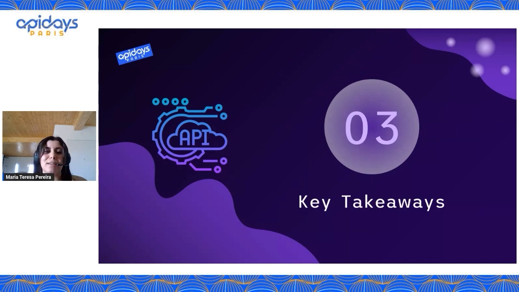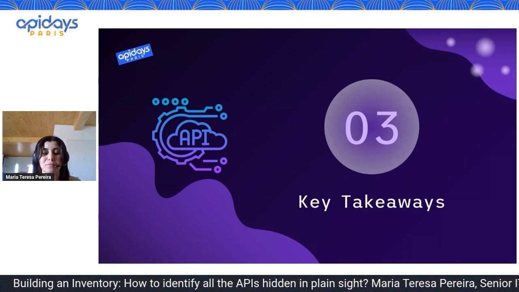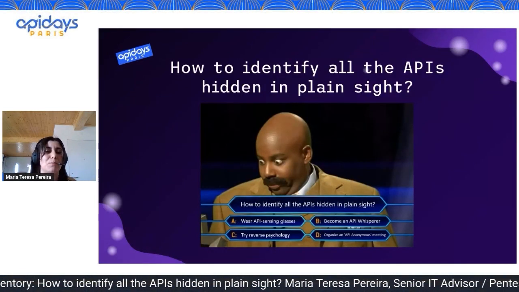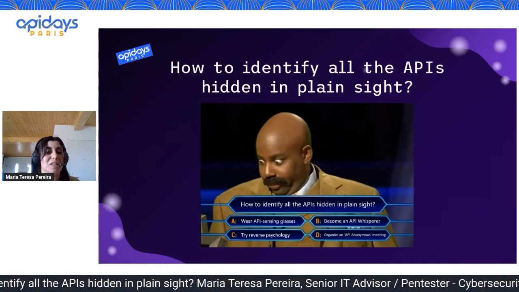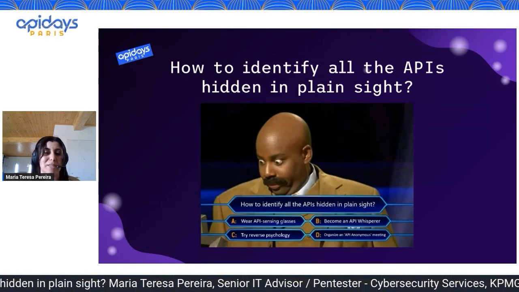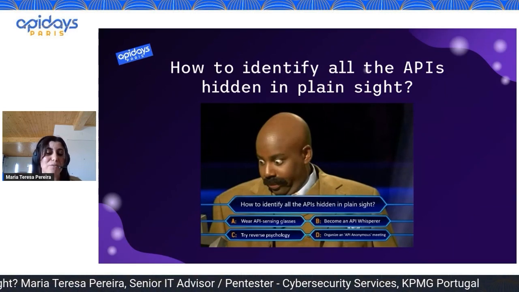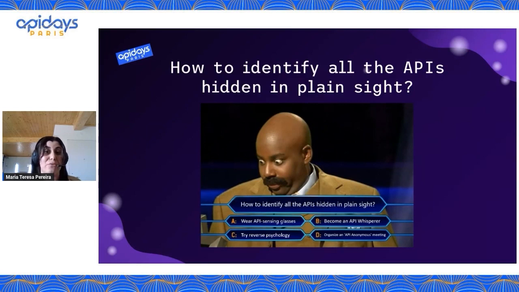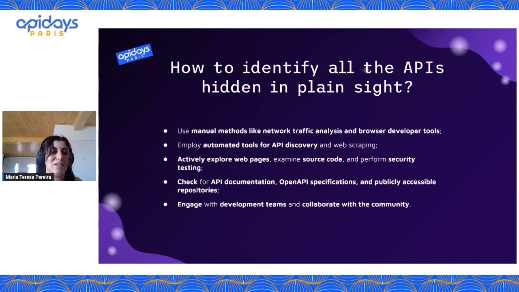So now that the API discovery and API documentation phases are done, it's time to answer the $1 million question: how to identify all the APIs hidden in plain sight. I don't have only one answer for you, I have 5. So let's see them, shall we? First, use manual methods, use browser developer tools. Besides manual methods, use also automated tools to help you with the API discovery task.